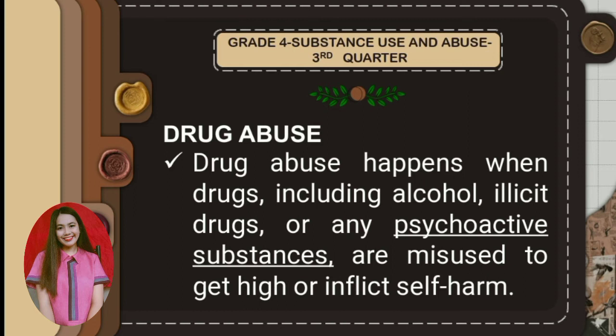Drug abuse happens when drugs, including alcohol, illicit drugs, or any psychoactive substances, are misused to get high or inflict self-harm. It is also known as substance use disorder, or SUD, since people who abuse drugs experience significantly altered thinking, behavior, and body function.